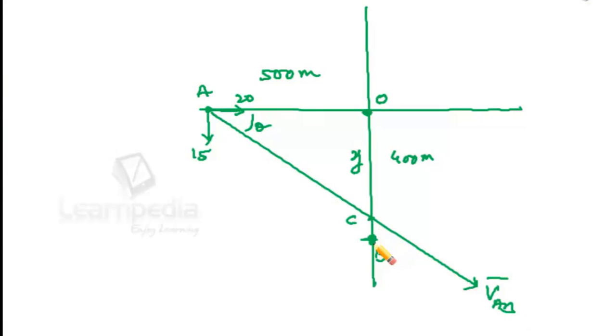Now shortest distance, B is at rest. This is the relative velocity vector line. So I told you to draw a perpendicular from here. This is 90 degrees. This point is say D. BD is called the shortest distance. Okay. So I'll elaborate this figure. This theta, this is 90. This angle will be 90 minus theta.